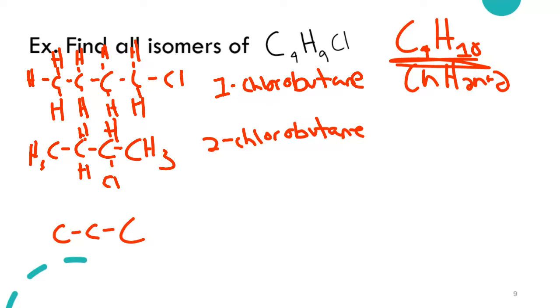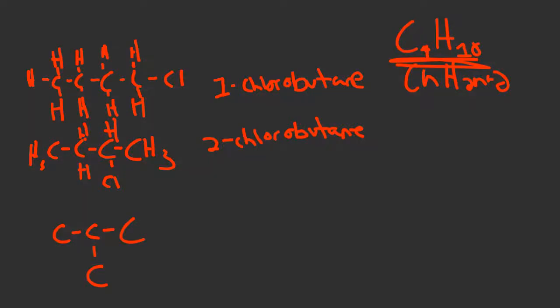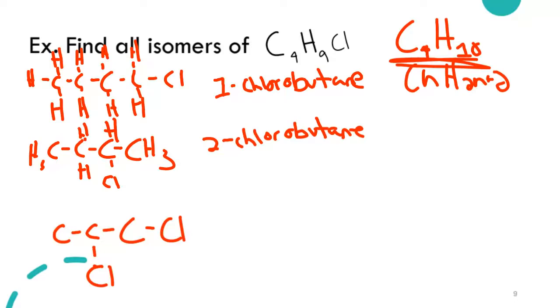So if I have 3 carbons here, I can put another carbon there, and then I have a few options where I can put my chlorine. So I'm going to start with chlorine there. Okay. And again, fill in your hydrogens. Okay. So I have 4 carbons, 1 chlorine, and 9 hydrogens.